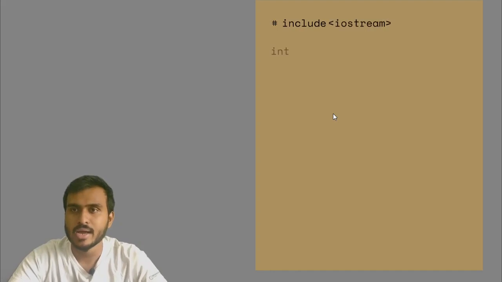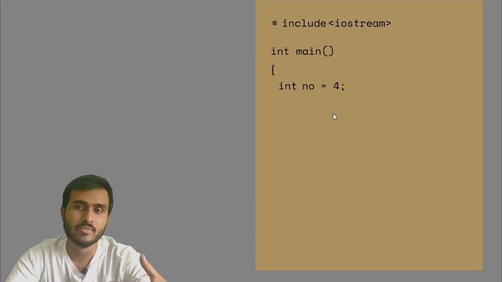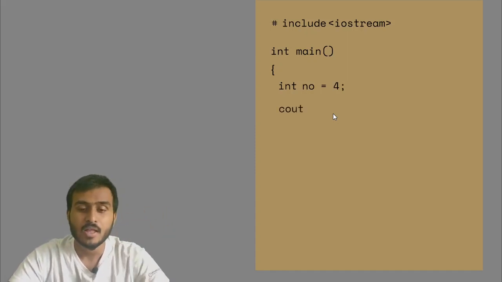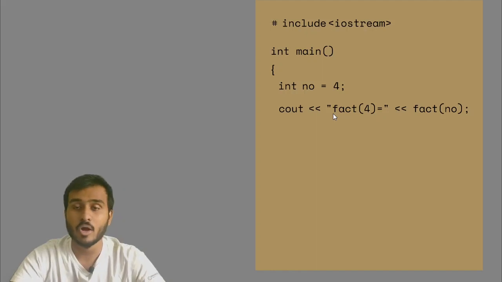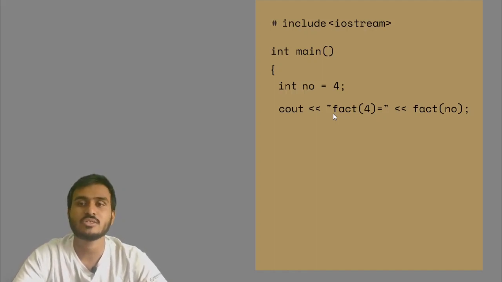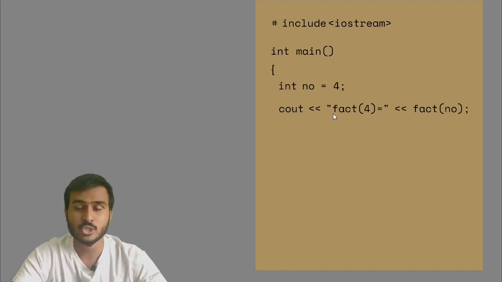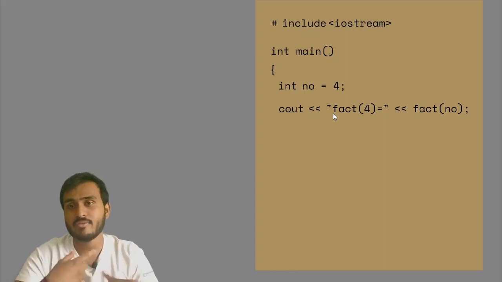We have #include <iostream>, then we have int main, and in the int main what we are doing is declaring one variable with the name number, and initializing that variable with the value 4. Then we are writing cout, and then we are calling the fact function. So this fact function is going to be recursive in nature, and we are going to discuss the fact function in detail, how it is working and what is the logic that we are writing in it.